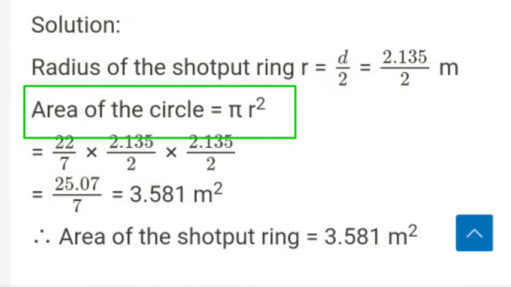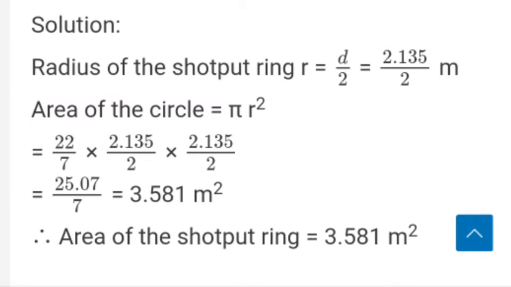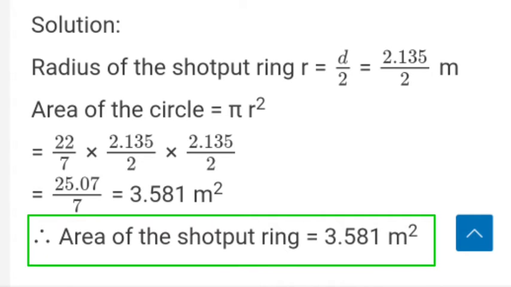We know that the formula for finding the area of the circle is pi r squared square units. By using the values of pi and the radius r in this formula, we get 22 by 7 into 2.135 by 2 into 2.135 by 2 again. By simplifying all these values, we get 3.581 meter square, which is the required area of the shot put ring of diameter 2.135 meter.